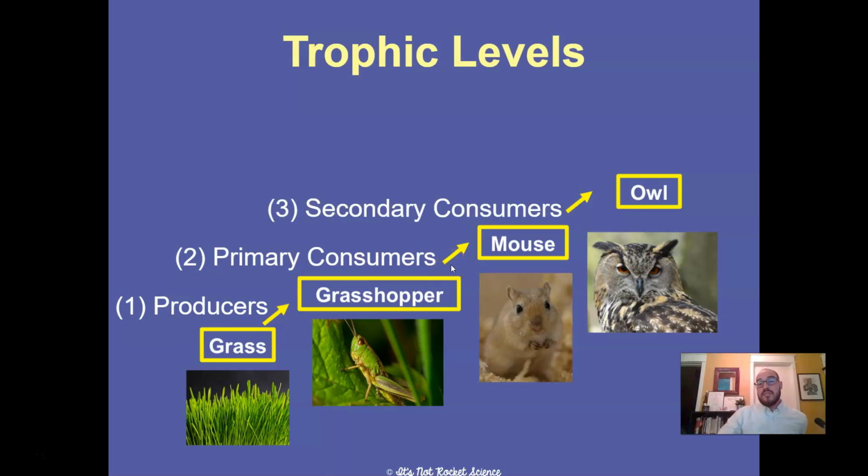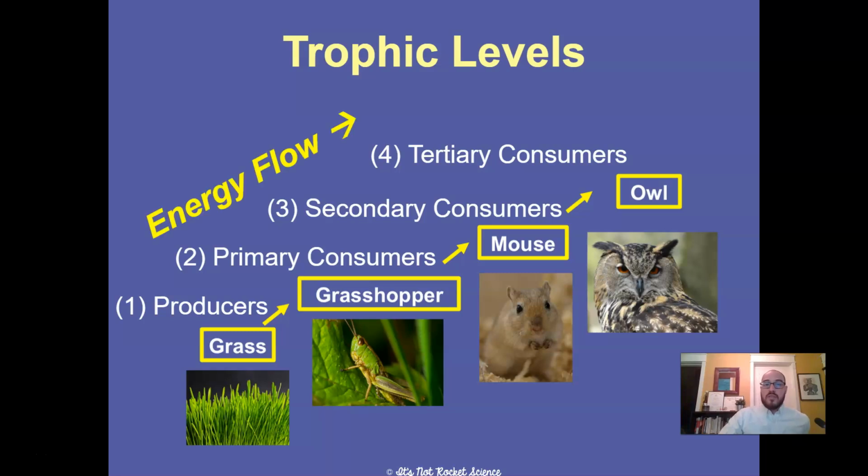So your secondary consumers are going to be your third trophic level, and your tertiary consumers are going to be your fourth trophic level. We could even maybe add a quaternary consumer, and that would be our fifth trophic level. So the energy is always flowing upwards, all right, in these trophic levels.